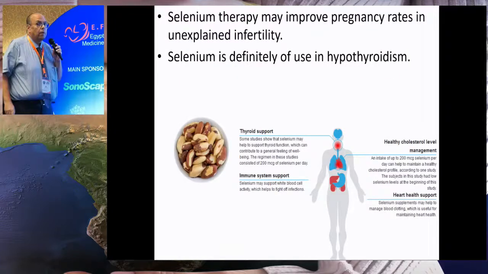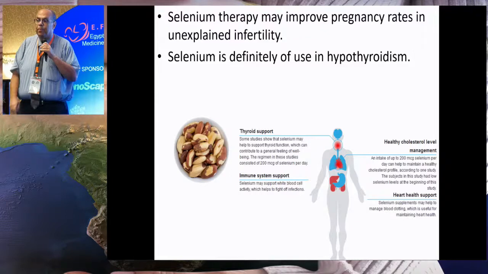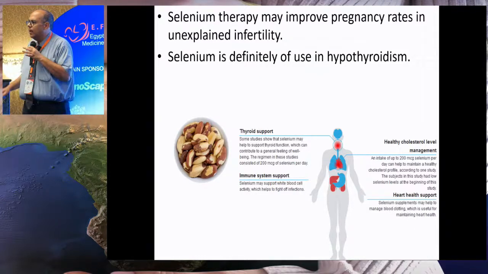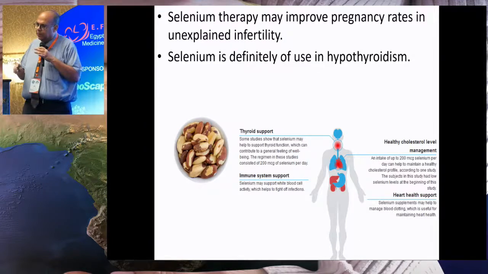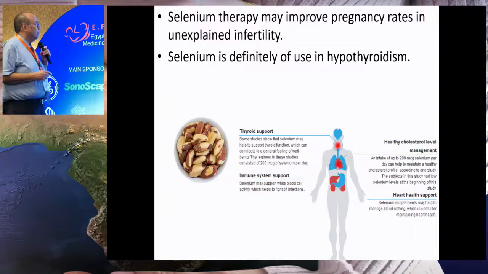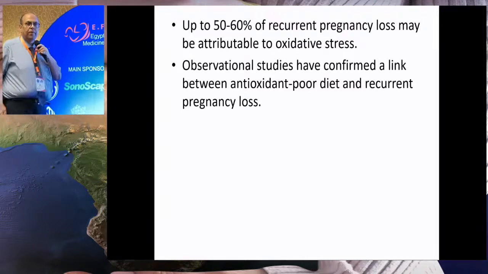Now, let's look at selenium. Selenium is an antioxidant, but it's very good in hypothyroidism. The rate of hypothyroidism in Egypt is around 30%. It's much more common than diabetes, especially subclinical hypothyroidism. Diabetes, we have 14 to 15% diabetes. Hypothyroidism is much more common. Selenium is important for thyroid function. Next, recurrent pregnancy loss. We can even give it for recurrent pregnancy loss.